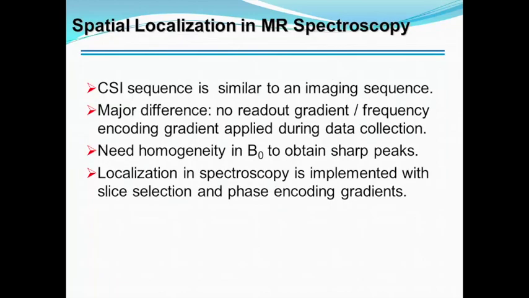So the CSI sequence is similar to any imaging sequence that you know. The major difference is we cannot apply any readout gradient or frequency encoding gradient during data acquisition. Does anybody know why? Basically, if you put gradients on at the same time when you look at your data, you would wipe out all the frequency information where NAA, choline, and creatine are, right? So that is all gone. That's the whole point. We cannot do any gradient.